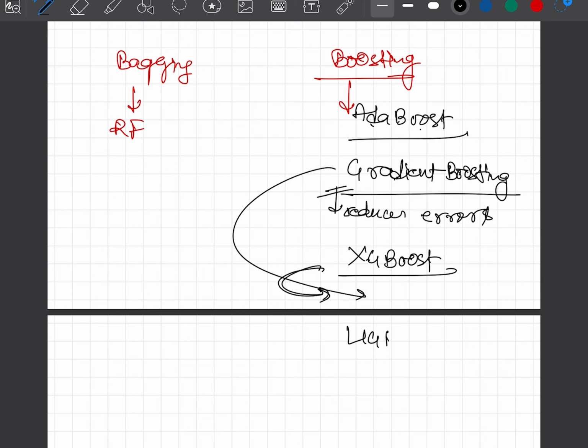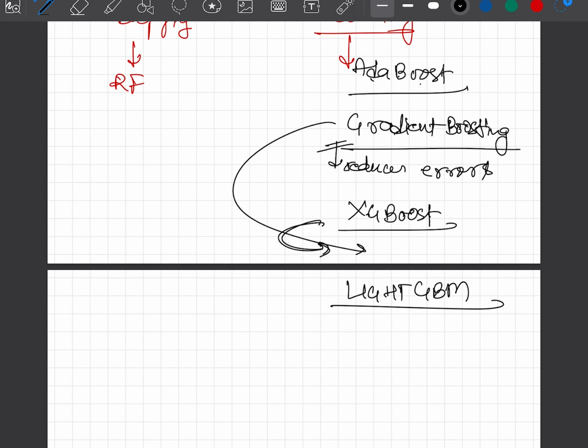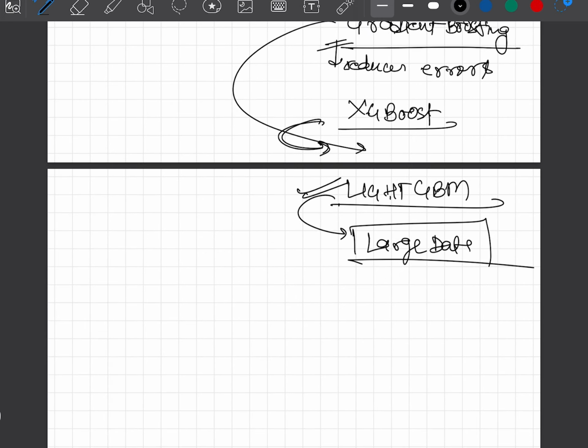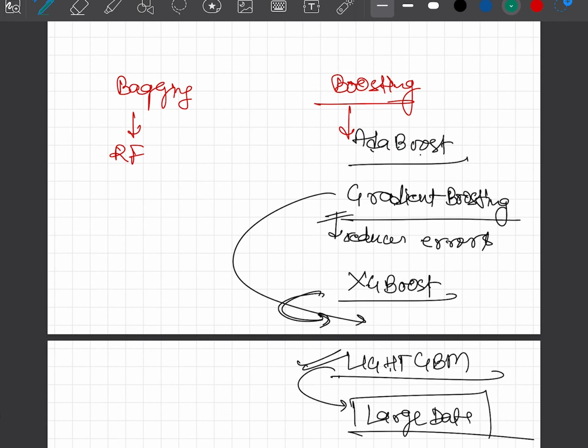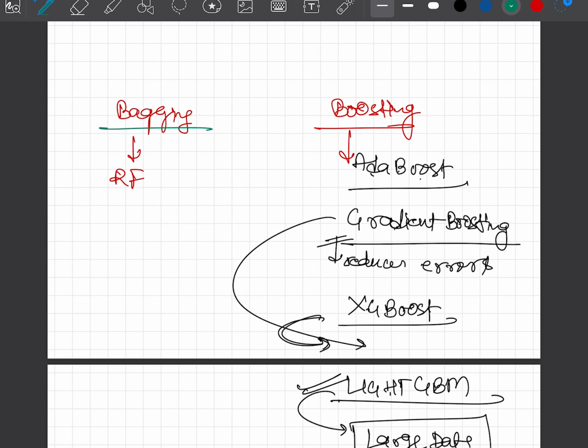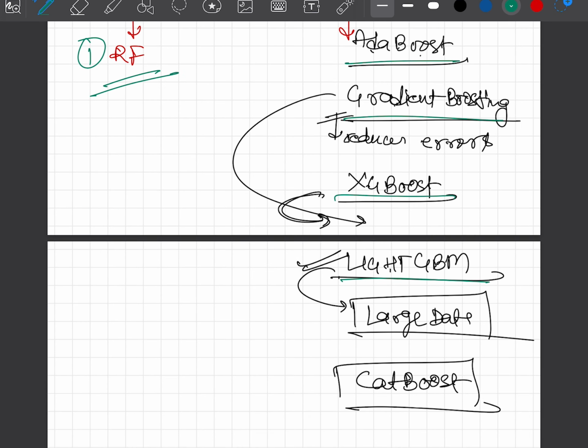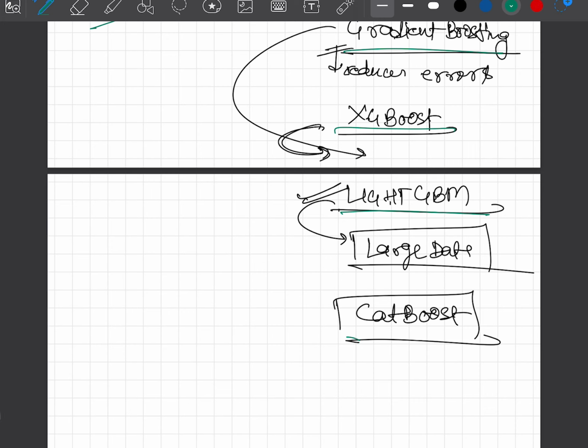We also have LightGBM. This is also fast and it uses less memory, and that's why when we have large datasets, LightGBM is more preferred. One of the last algorithms in this category is CatBoost. So in the case of bagging, we have one algorithm that works on bootstrap aggregation, but in the case of boosting we have AdaBoost, gradient boosting, XGBoost, LightGBM, and CatBoost.